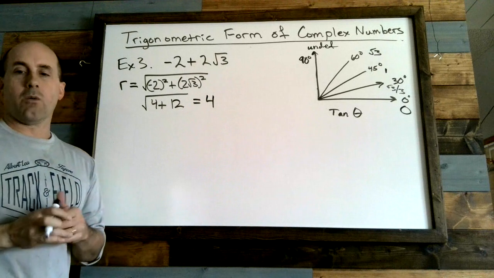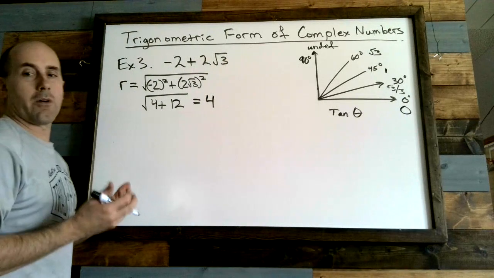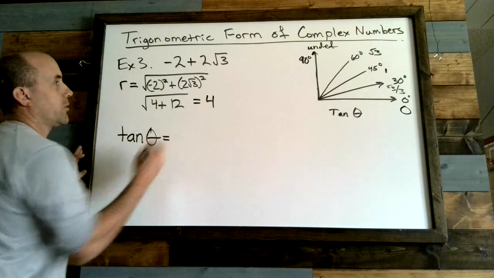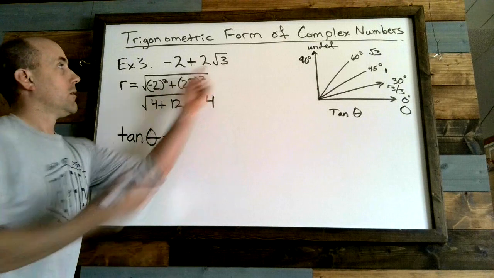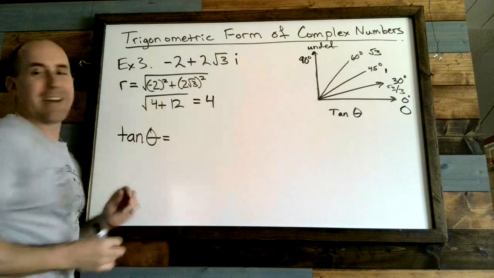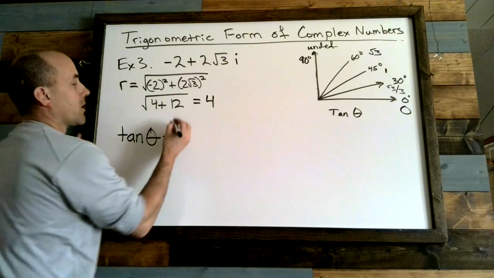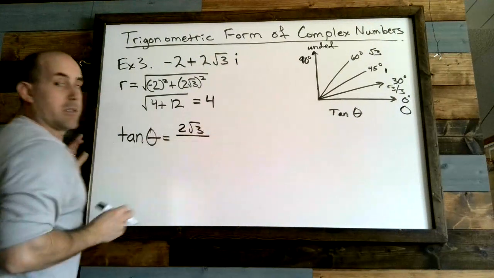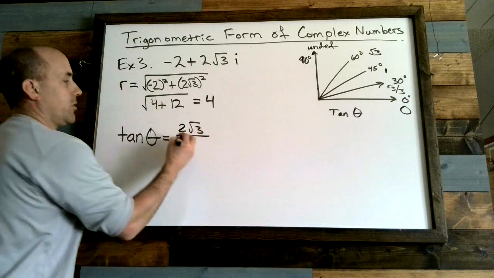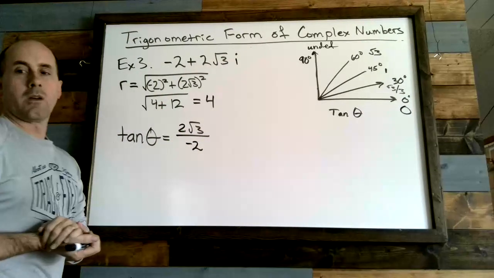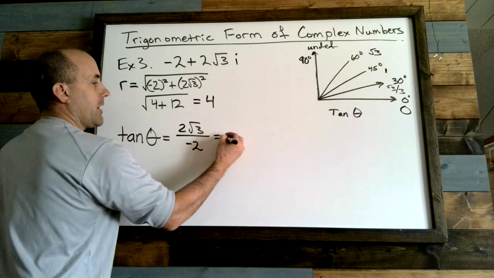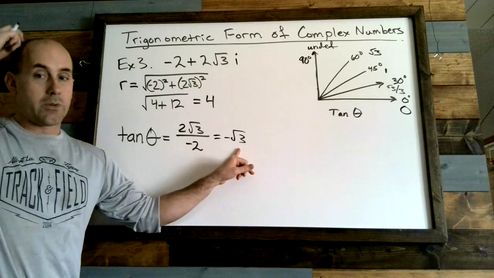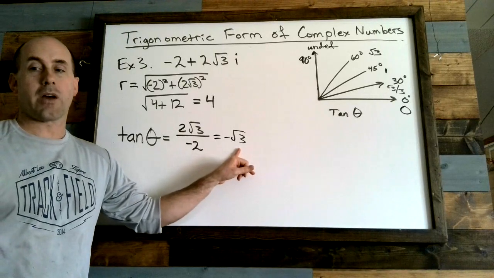Now we just need to figure out what theta is. To figure out theta, we set up tangent of theta equal to our b value. I'm sorry, I forgot the i there. It's a complex number. So b, which is 2 roots of 3, divided by a, which is -2. You see the 2's cancel, and I get -√3. So where is tangent equal to -√3? That's what we're going to figure out right now. That's the part I thought you were maybe struggling with.